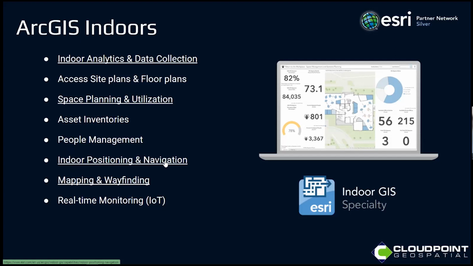Indoor positioning and navigation is also a feature that you can add on to Indoors. There's ArcGIS IPS, another extension that's available. And then the biggest use that we see, or a big use, is not only space management, like I mentioned, but also mapping and wayfinding. You can create route networks and navigate people throughout buildings with turn-by-turn directions. Lastly, it can also be used for real-time IoT monitoring.